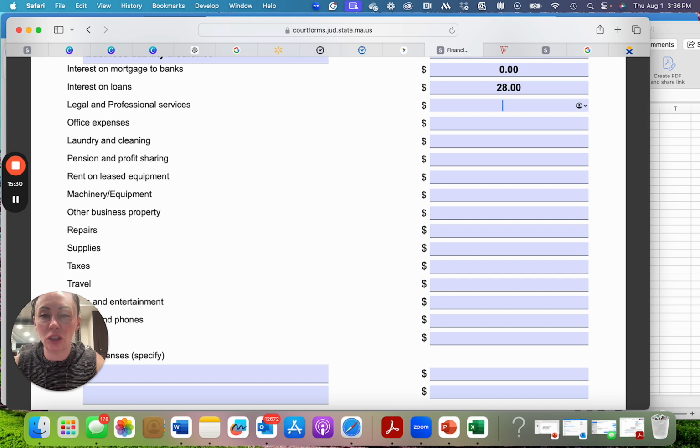Legal and professional services. If the business has an attorney or an accountant, anything that you're paying professionals or even a bookkeeper to maintain the business, list out what that monthly expense is. Again, maybe you pay your bookkeeper monthly and that's all you have, then it's easy. Just write what the monthly payment is.